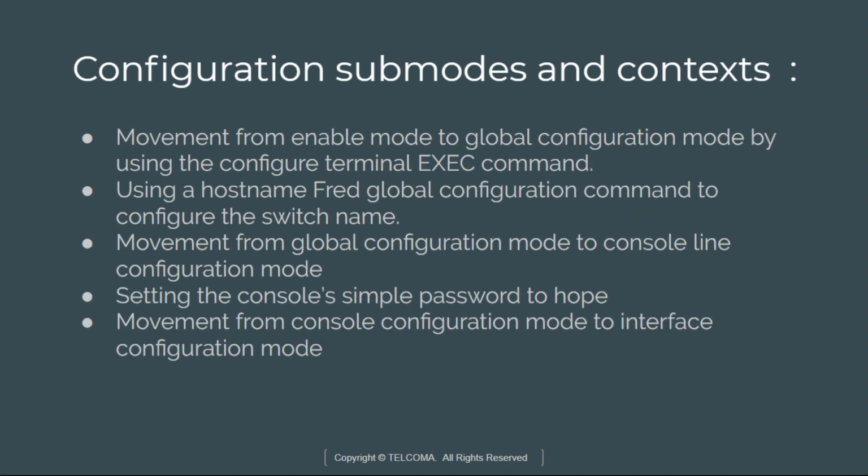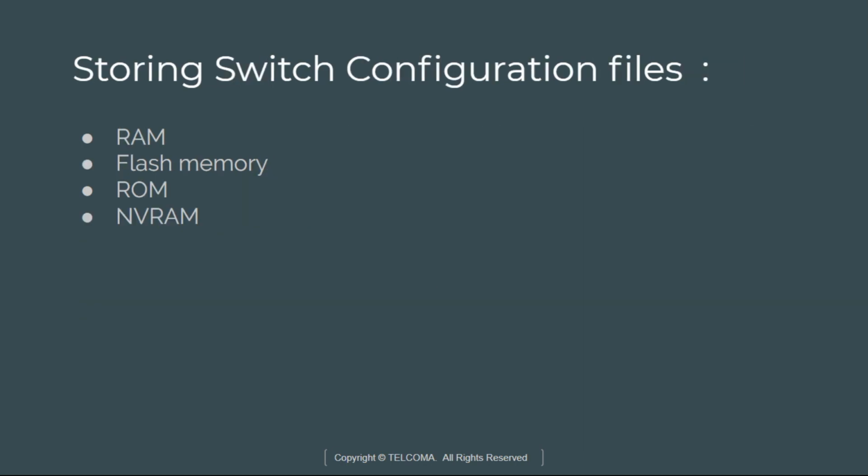So, for this, movement from enable mode to global configuration mode by using the configure terminal exec command. Using the hostname FRED global configuration command to configure the switch name. Movement from global configuration mode to console line configuration mode. Setting the console simple password to hope. Movement from console configuration mode to interface configuration mode.